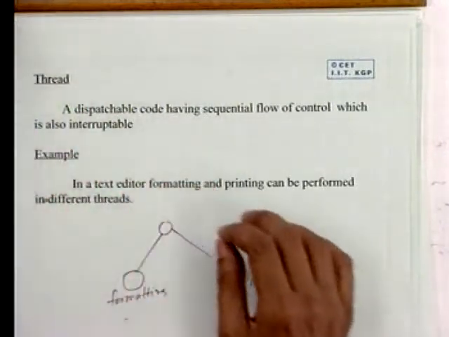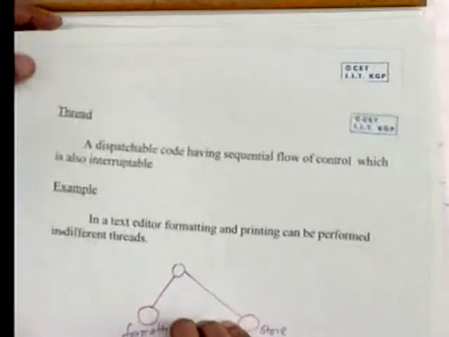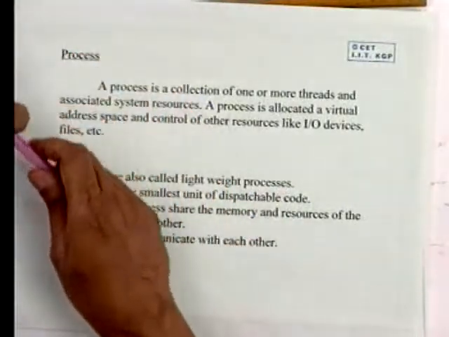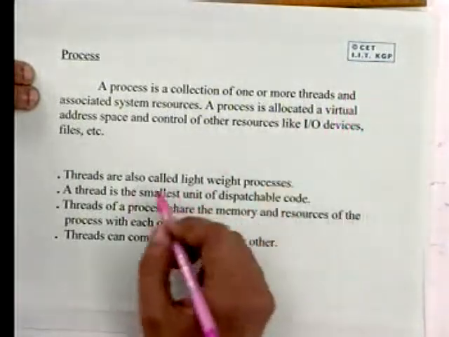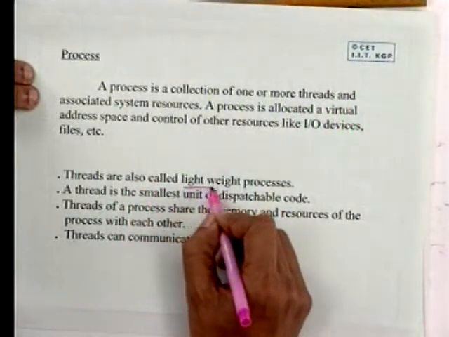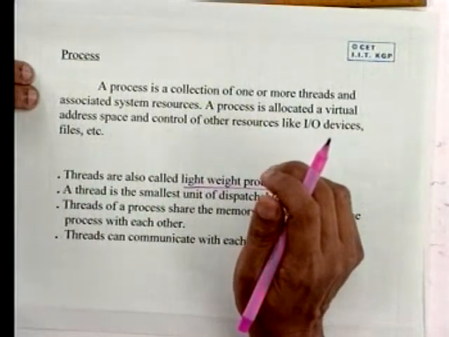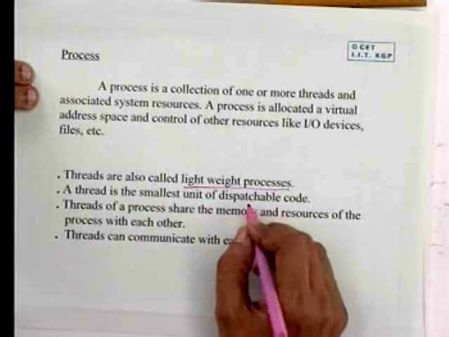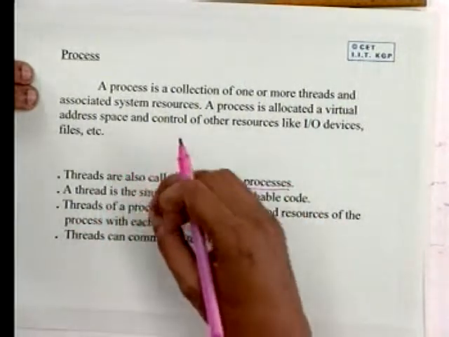So if we look at the definition of a process, a process can be thought of as a collection of one or more threads which can be run concurrently. That is the most important thing. These threads are sometimes called lightweight processes. They behave somewhat similarly to a process, as we'll see later, but a thread is called the smallest unit of dispatchable code. This is the smallest amount you can move from one place to the other.